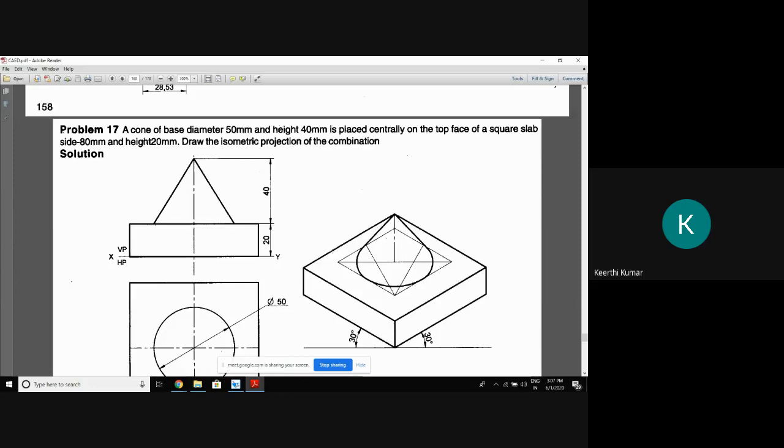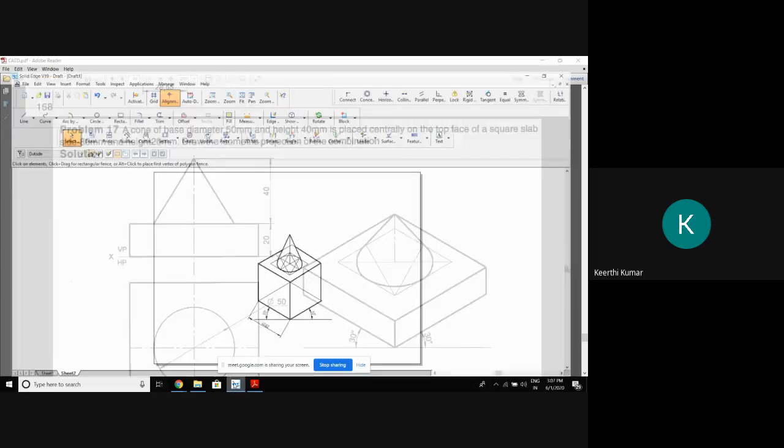So to draw the square slab, what is the base size of the square slab? 80. So you are supposed to draw an 80 mm square first, base of 80. And you are supposed to raise the height of the slab equal to how much? 20. If it is a cube, you raise the height equal to 80. If it is a slab, the slab height will be given, that is 20. You raise the height of 20. Okay, I'll go for that problem.